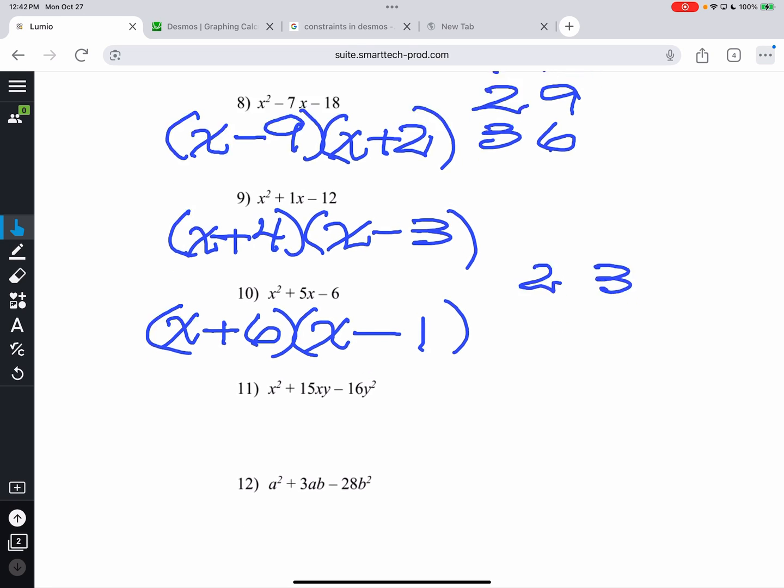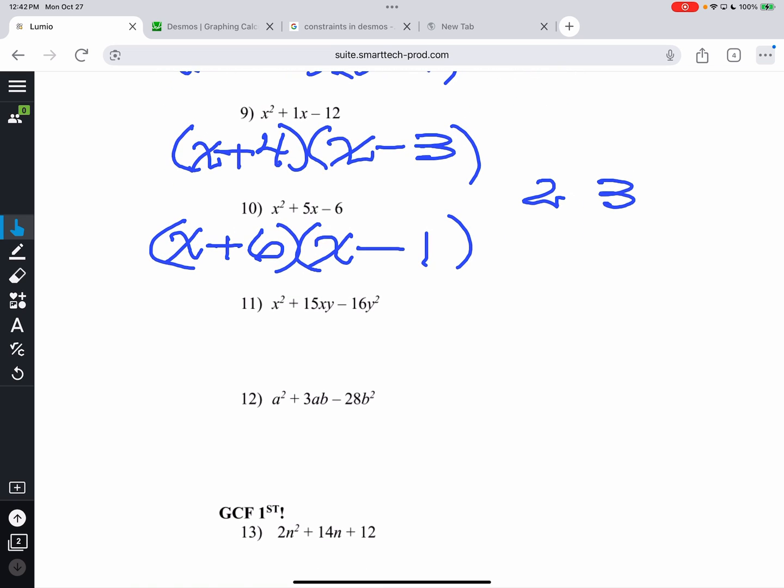11. Don't let this throw you. First, you know, is going to be your x squared. So we're going to break that up into x and x. Where is that y squared located? In the last area. So it goes in the last part of the binomial. So we'll throw that y in right there and right there. And now you just work it.